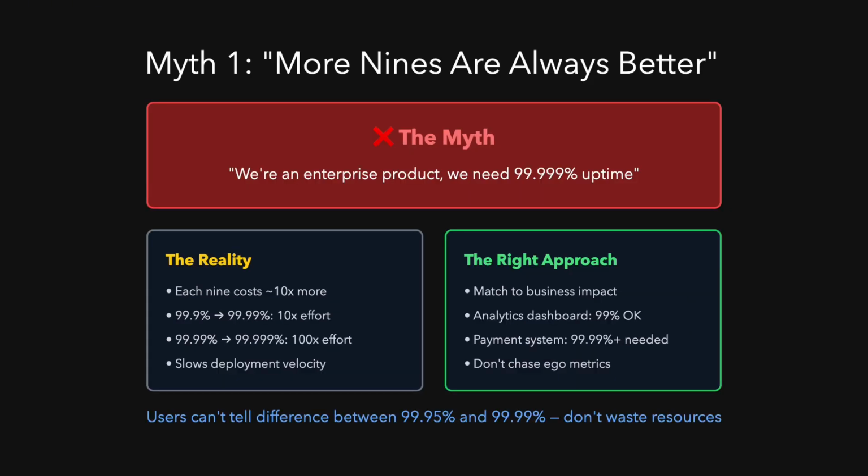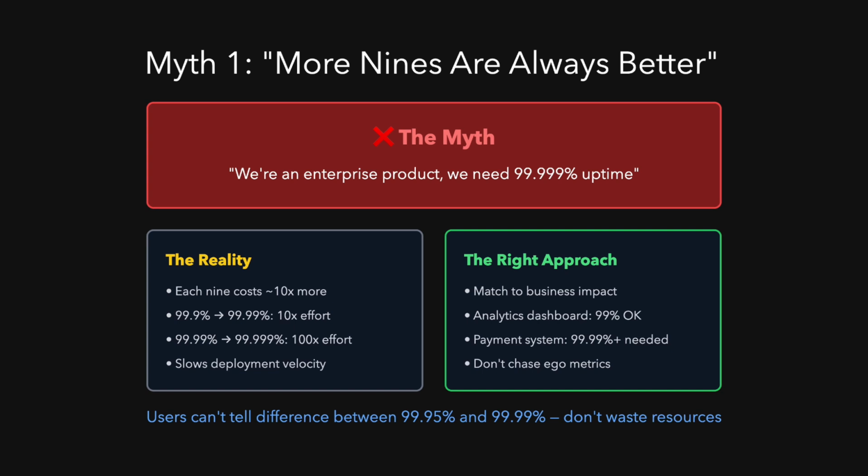And here we have common misconceptions. More nines are always better. In reality, each additional nine costs roughly 10x more engineering effort and slows deployment velocity significantly. 99.9% versus 99.99% is the difference between 43 minutes of downtime per month versus 4.3 minutes. For many applications, users cannot perceive this difference.